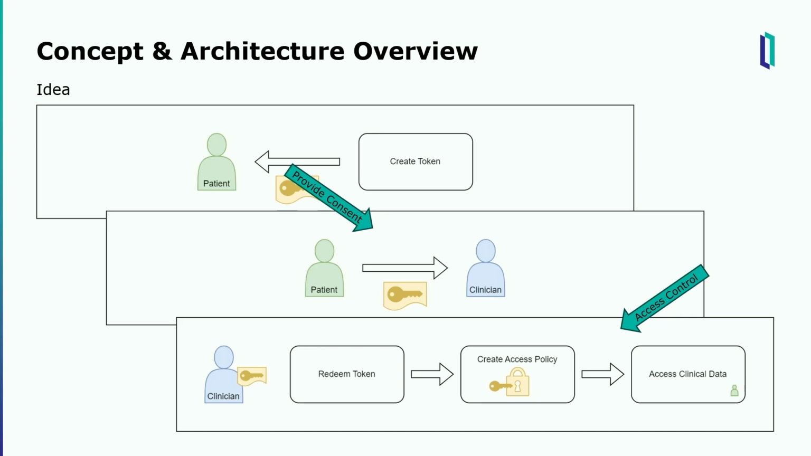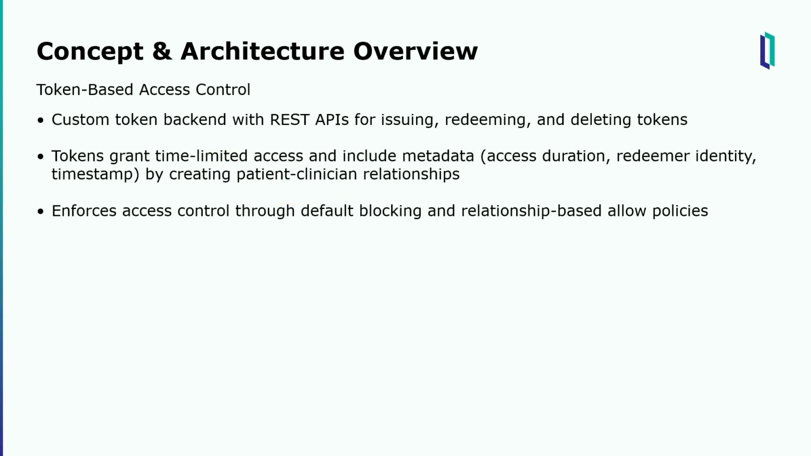After this idea, we came up with a little architecture. First, we needed something for this consent or this token to be managed. So we came up with a custom token backend that we implemented for issuing, redeeming, and controlling the tokens. In these tokens we put some metadata for access duration, then we can store the redeemer identity, we can store a timestamp in there. And these tokens then would be used to create clinical relationships.